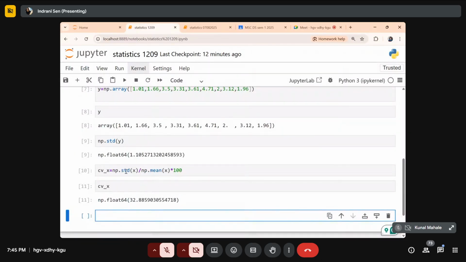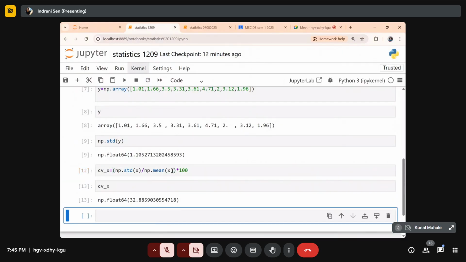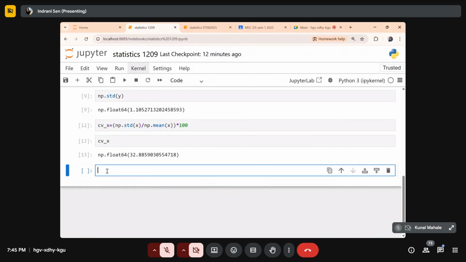Now the coefficient of variation of Y is equal to np.std(Y) divided by np.mean(Y), multiplied by 100.